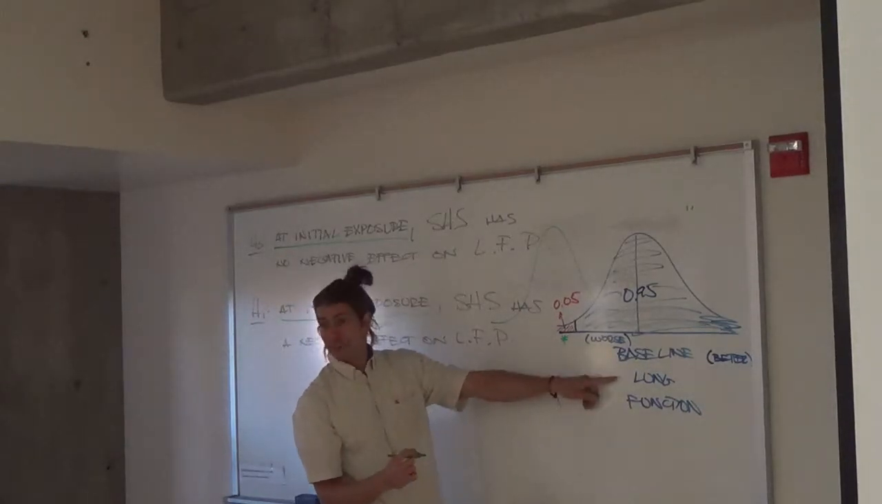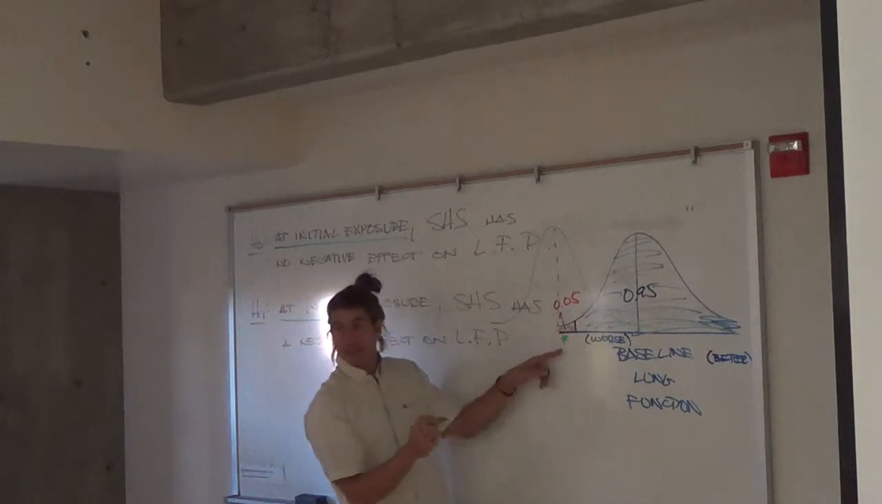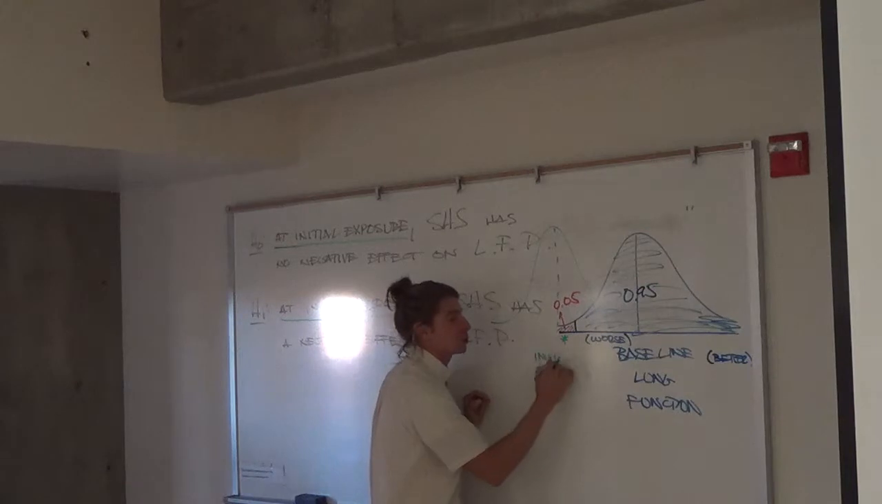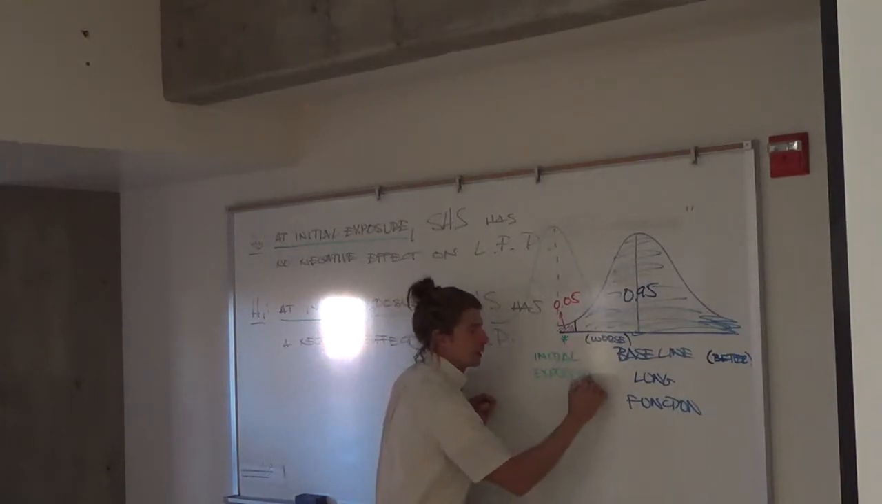This is baseline lung function. There we go, we got it now. That's baseline lung function. This is the reduced lung function. This is the initial exposure. Initial exposure lung function.